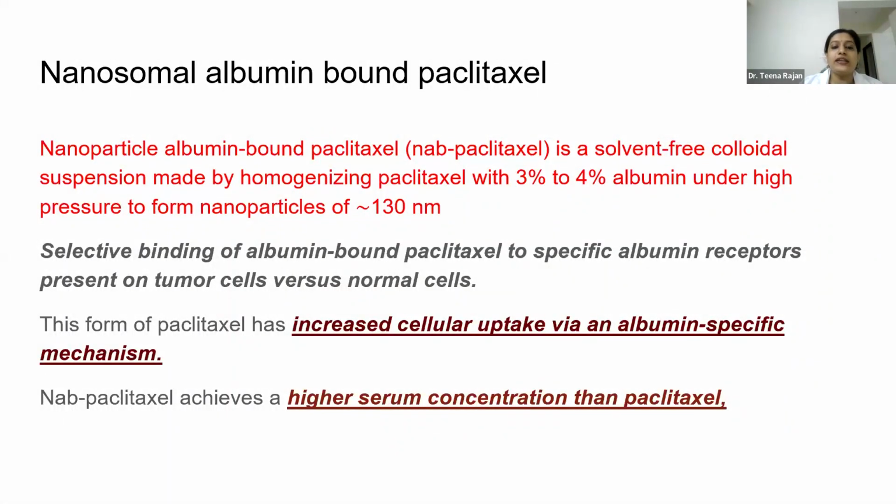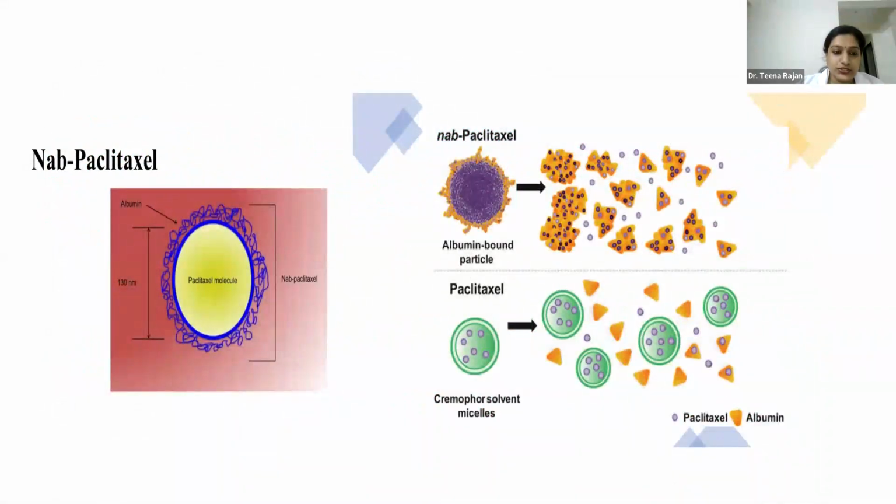There will be more binding of the selective albumin-bound paclitaxel to specific albumin receptors that are present on the tumor cell, leading to increased cellular uptake and also higher serum concentration than your conventional paclitaxel. So this is your paclitaxel molecule, which is surrounded by the albumin liposome.